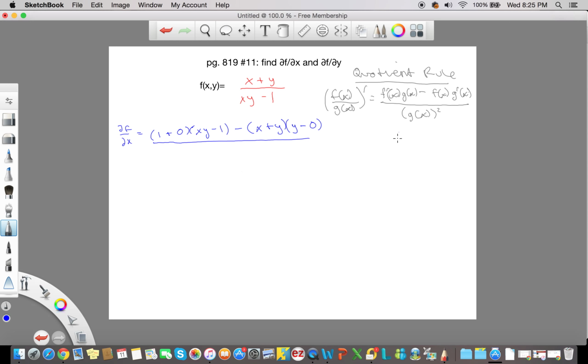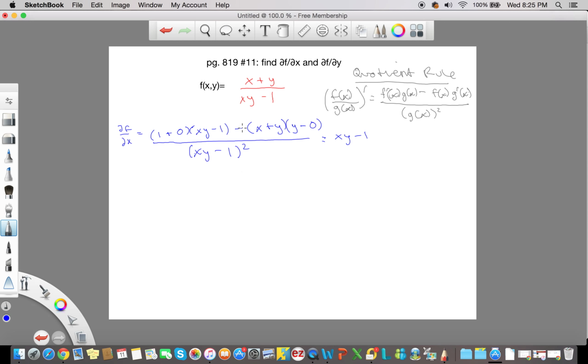Now we're going to the bottom, which is just the second squared. It doesn't really matter that I write that first, but I'll just stay consistent. So that's xy minus 1 squared. And we're going to simplify this a little bit. Over here, all we have is just 1, so we have that xy minus 1.